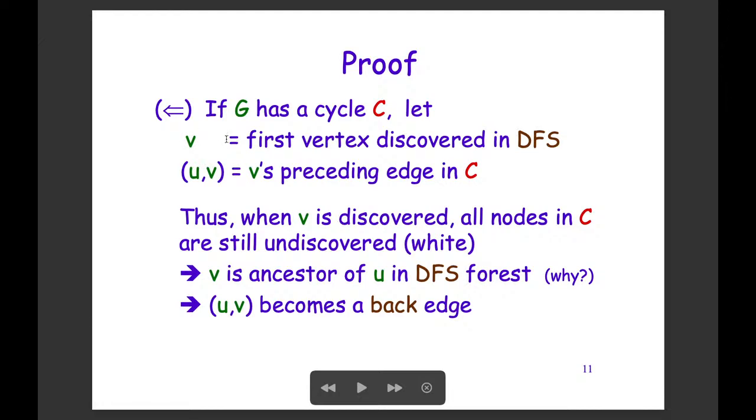So all the cycle nodes, they are all white. So we can reach the node U that points back to V to complete the cycle by using a white path. So in such a case, U will be a descendant of V, and in that case, the edge pointing from U to V will be a back edge. So this is the good thing about the white path theorem that we can apply immediately.